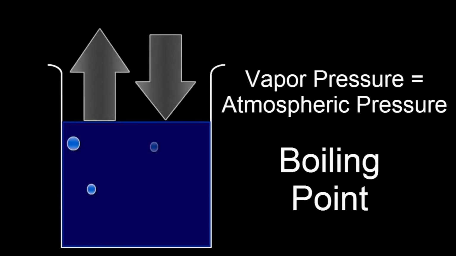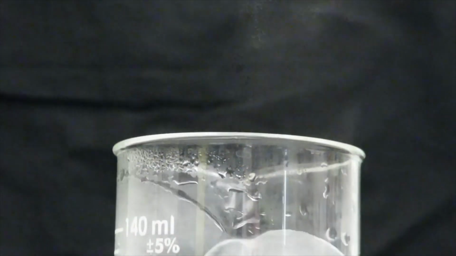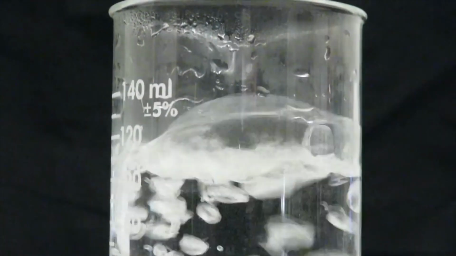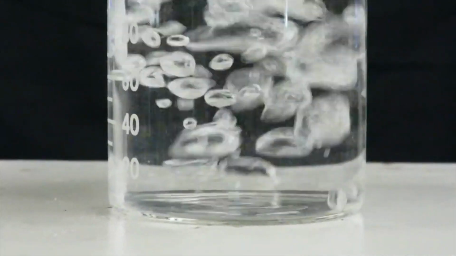Either way, once the vapor pressure and the atmospheric pressure are equal, we've reached the boiling point, and boiling can begin. One last thing. Different substances have different vapor pressures, and therefore they have different boiling points. This has to do with how strongly the molecules are attracted to each other in the liquid. The more strongly they're attracted, the less the vapor pressure, and it's more difficult to boil. Therefore, the higher the boiling point.